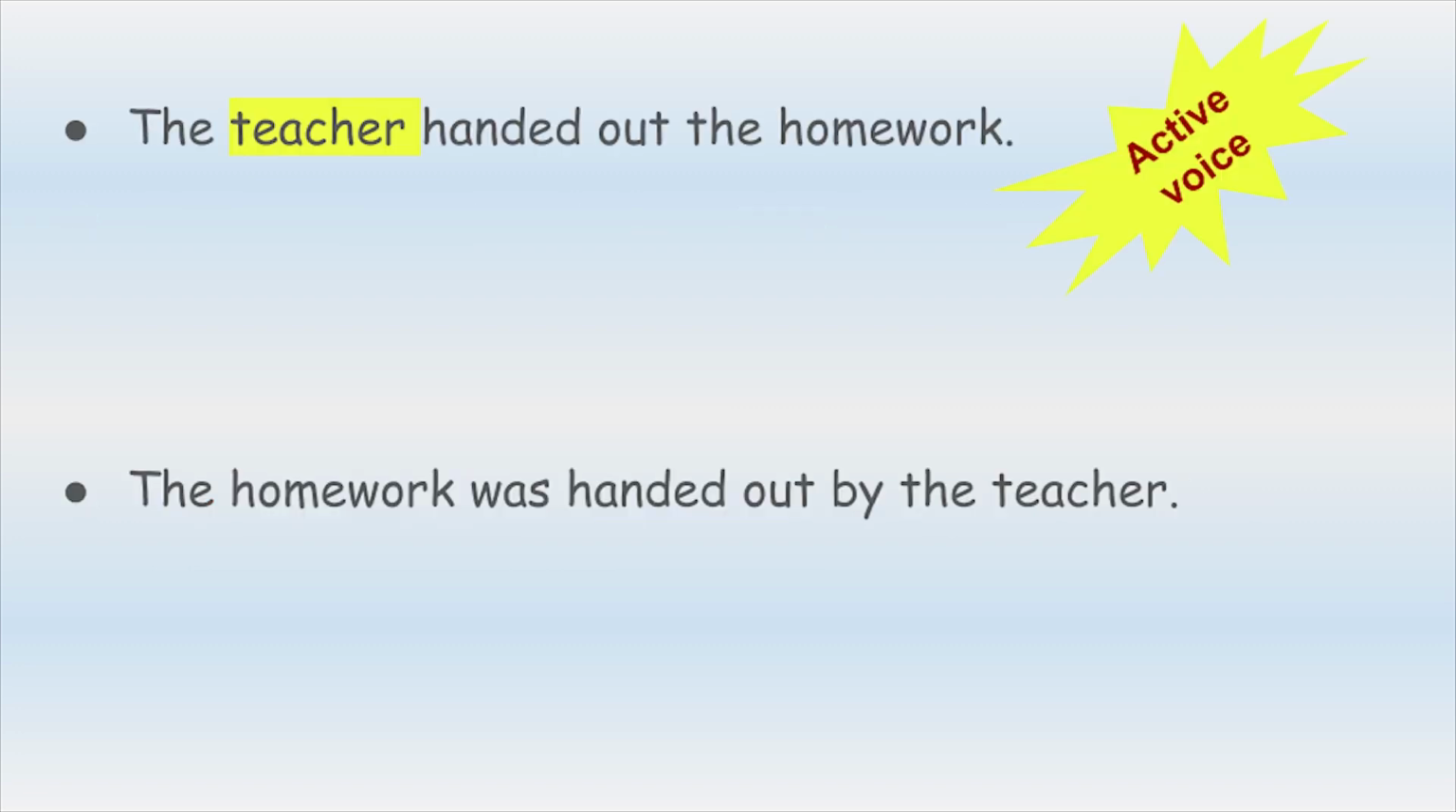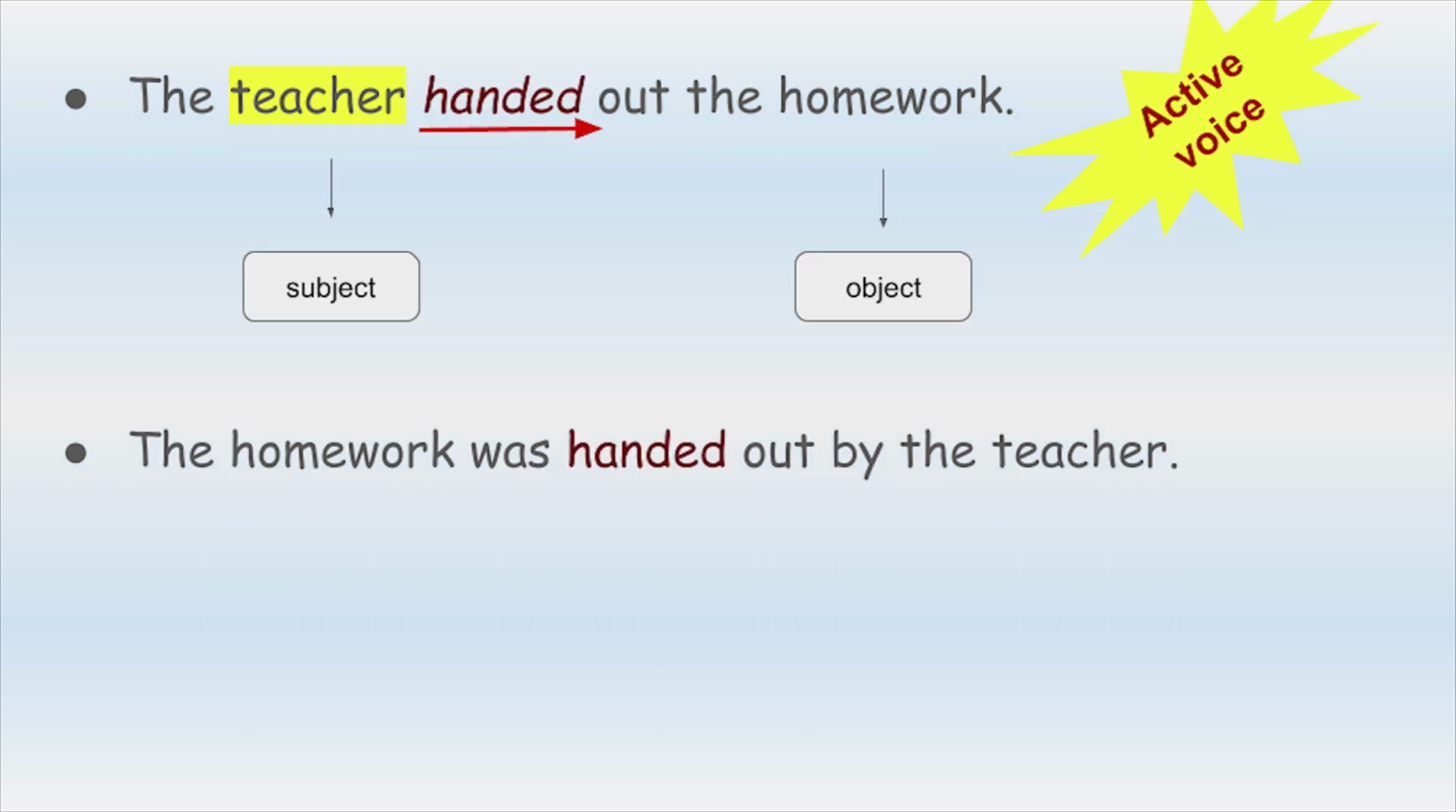In our first sentence, the teacher handed out the homework. This sentence is written in the active voice. In the active voice, the subject of the sentence is performing the action on the object. The teacher is the subject of the sentence. Handed is a verb or the action that is being performed on the object, which is the homework.